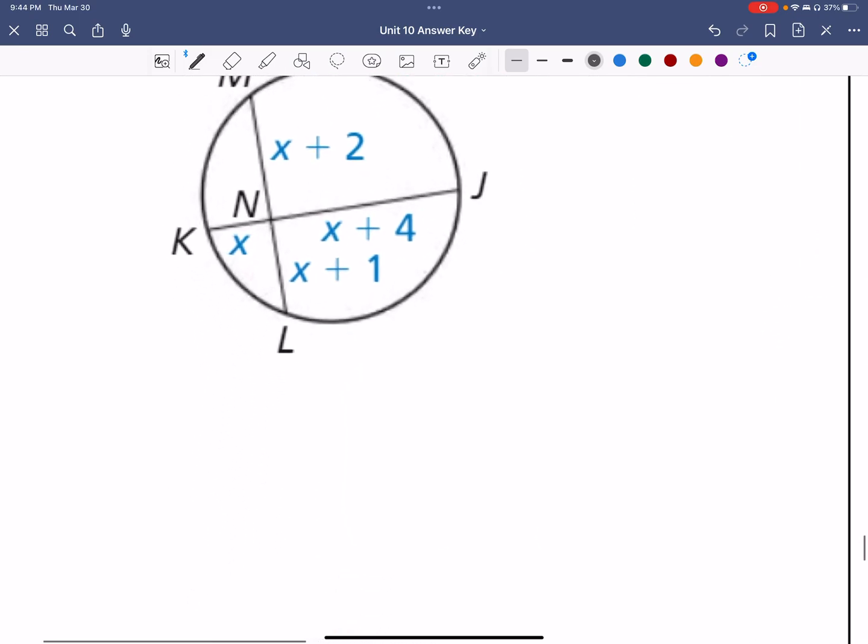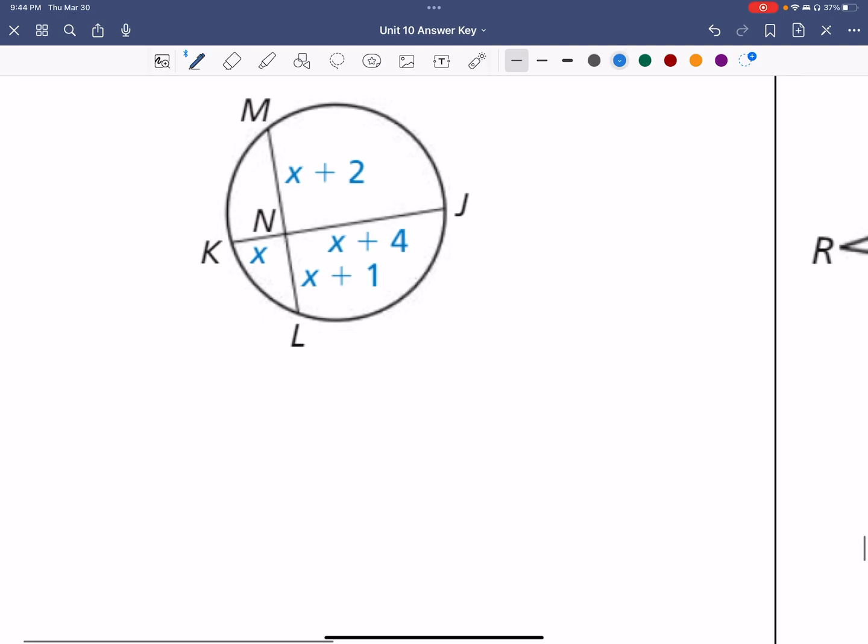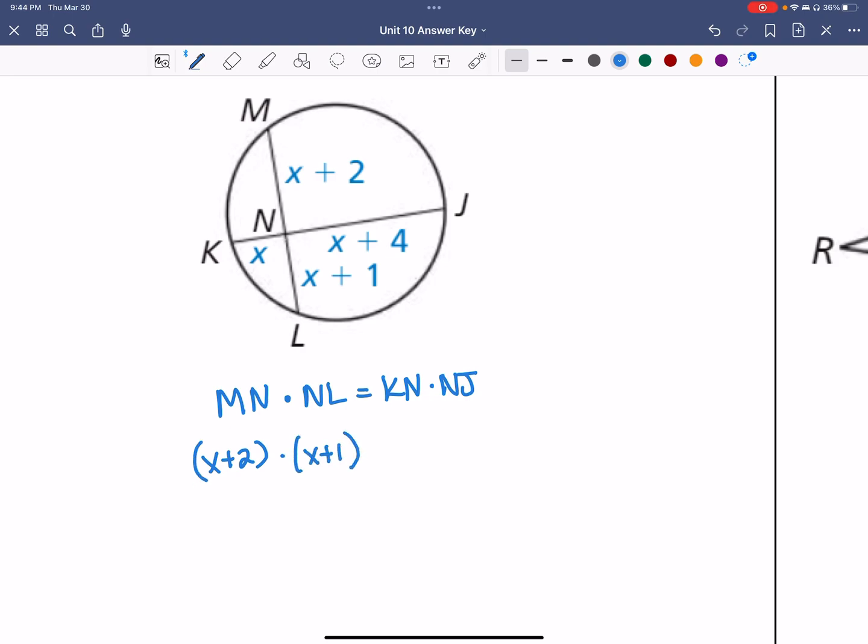So if I look down here, if I'm just naming my segments, I can say MN times NL is going to equal KN times NJ. This gives me x plus 2 times x plus 1, and that's going to equal x times x plus 4.